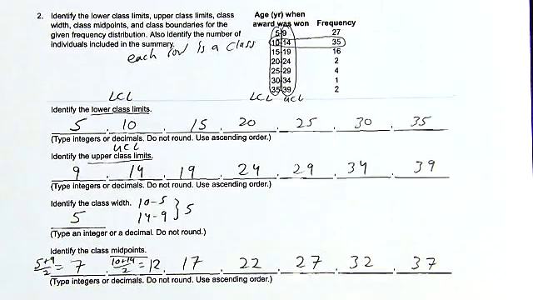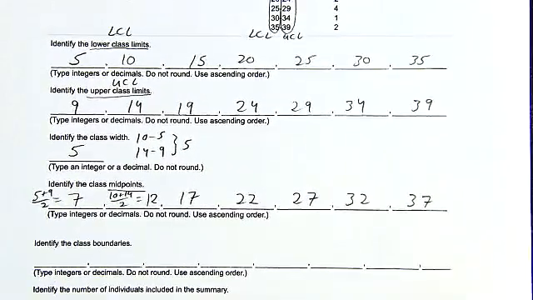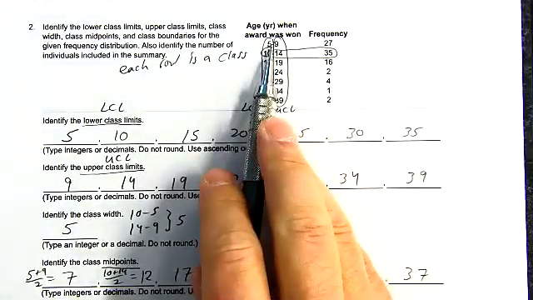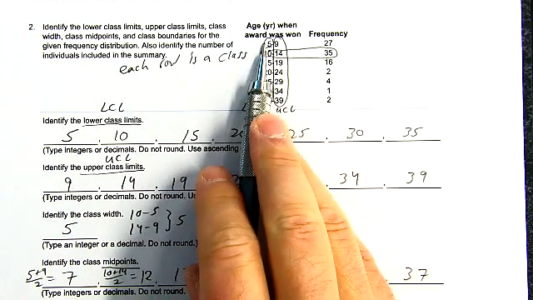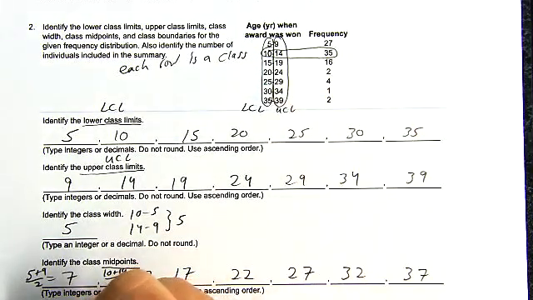Okay, now there's something called class boundaries. And the class boundaries are typically half of a whole number below or above our limits. So the class boundary would be the number that's just smaller than 5. And we would say it's 4.5.